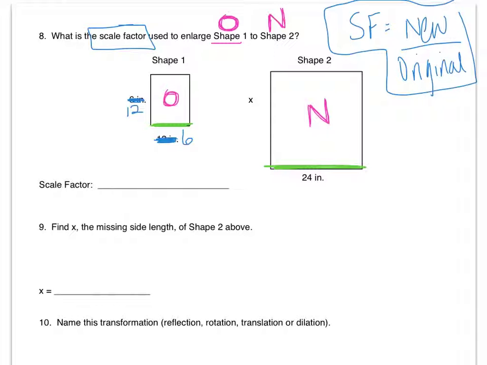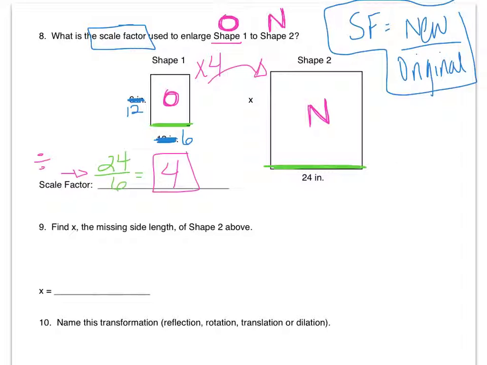So I take my new side, which is 24, and I put it over my original side, which is 6. Anytime I see this line like this, it tells me I need to divide. So 24 divided by 6 is 4. So is my scale factor reasonable? Did shape 1 possibly get multiplied by 4 in order to make shape 2? Is it 4 times bigger? It looks bigger to me, so that seems to make sense. That's a good, reasonable answer.